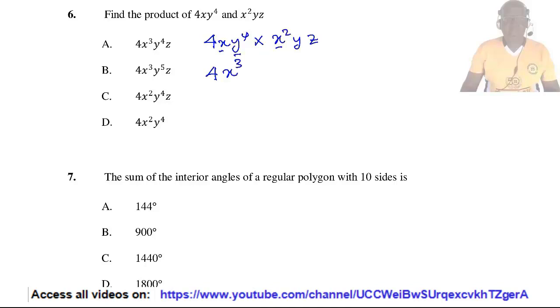y raised to the power 4 times y is going to be y raised to the power 5, and then z. So the answer is B.